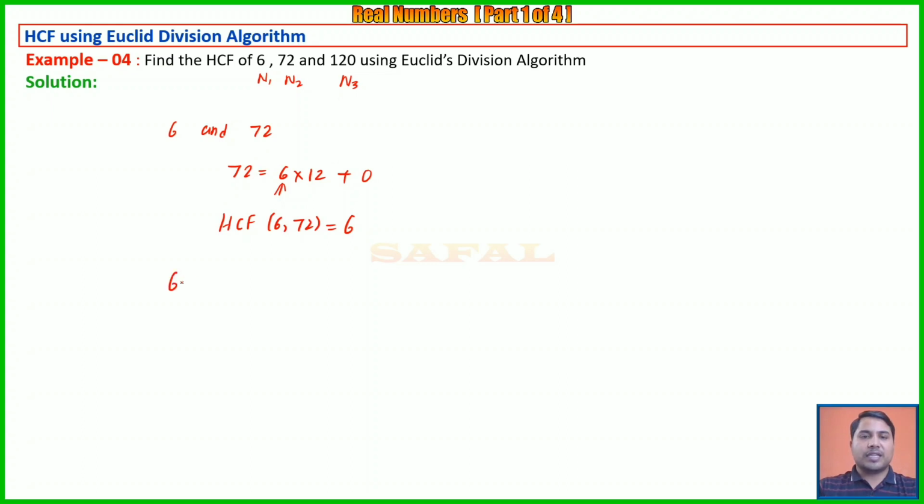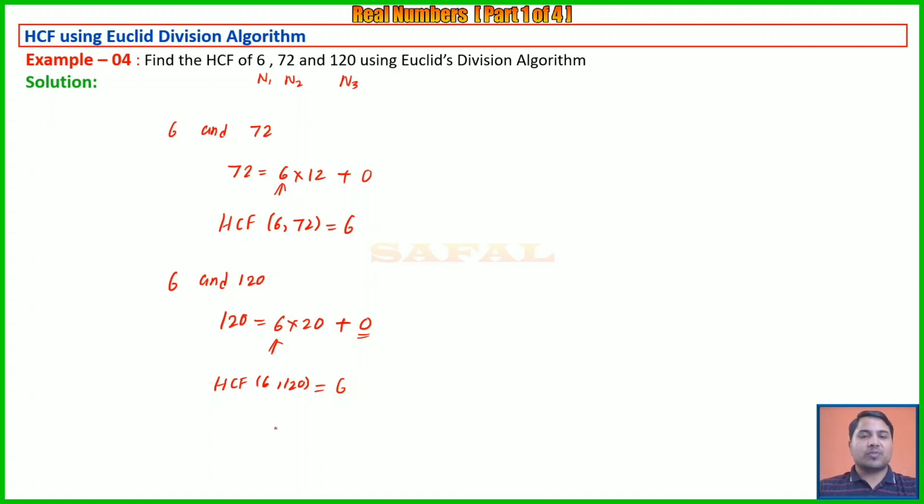So now I am taking HCF, that is 6, and third number, that is 120. So 120 and 6 I am applying EDL, so 120 divided by 6. So 6 into 20 plus 0. So I can see in the first step itself the remainder is becoming what? 0. So whatever my divisor is there, that is going to be HCF. So HCF of 6 and 120, that's going to be again 6. So I can see that HCF of 6 and 72 is also 6, and HCF of 6 with 120 is what? 6.